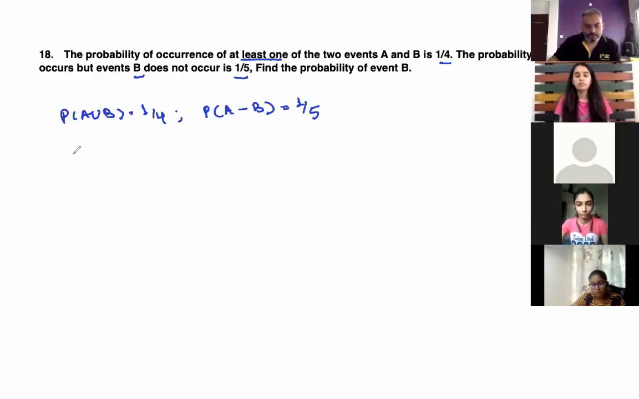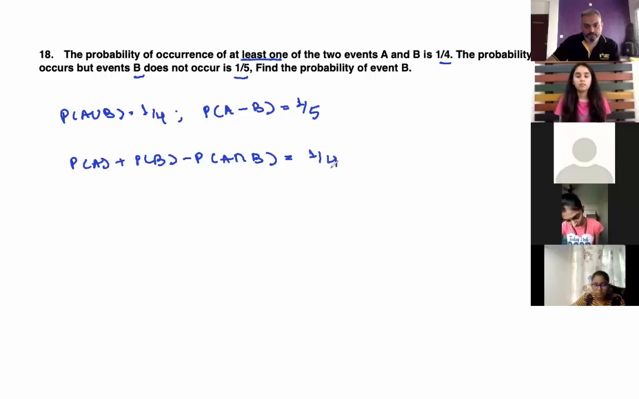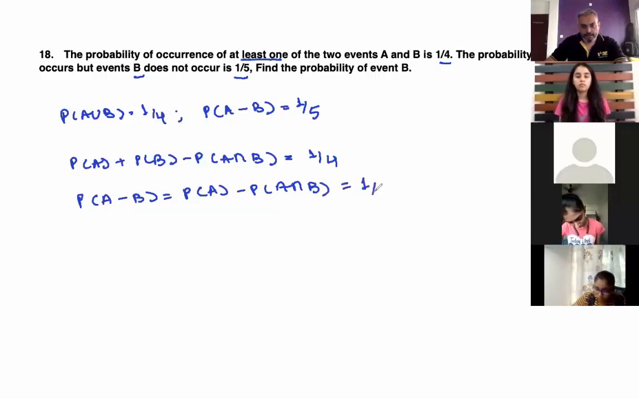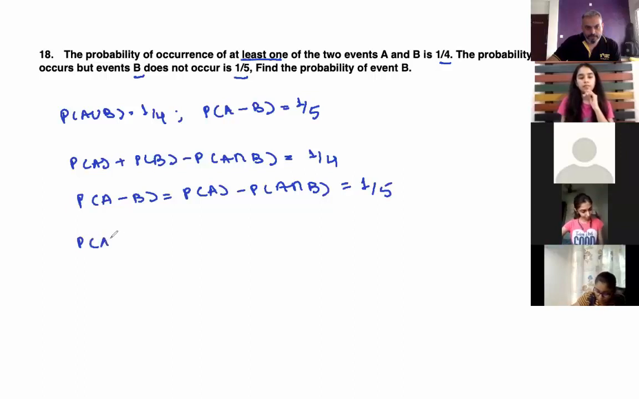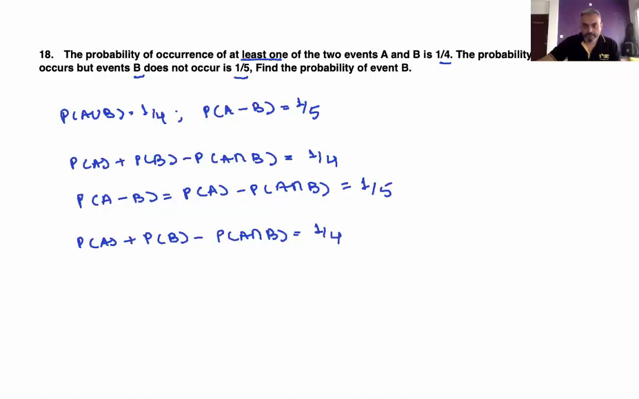Now let's write first the equation. P of A union B is P of A plus P of B minus P of A intersection B is equal to 1/4, and P of A minus B is equal to P of A minus P of A intersection B is equal to 1/5. So I have now two equations with me. So I'll write it over here now once again. P of A plus P of B minus P of A intersection B is equal to 1/4. And P of A minus P of A intersection B is equal to 1/5.